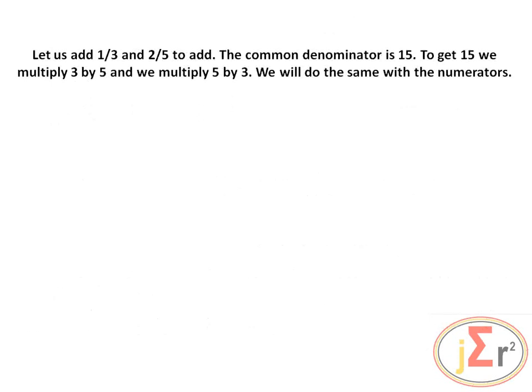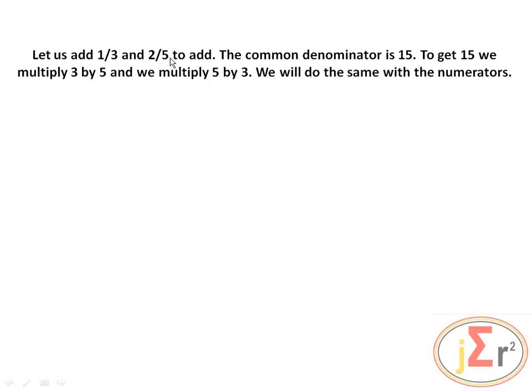Let us add 1 over 3 and 2 over 5. The common denominator is 15. To get 15, we multiply 3 by 5 and we multiply 5 by 3. We will do the same with the numerators. So let us take a look at what we will do. We have 1 over 3 and the common denominator is 15. To cause the 3 to be 15, we will multiply the 3 by 5 and multiply the 1 also by 5. So we'll have 5 over 15. So this one is actually 5 over 15.